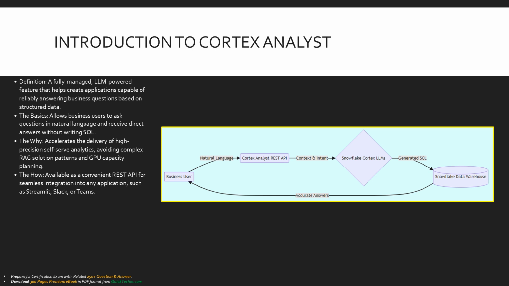Let us take a look at the high-level architecture in this flowchart. On the left, the business user submits a question in natural language. This request securely hits the Cortex Analyst REST API. The API passes the context and intent to the state-of-the-art LLMs hosted natively within Snowflake Cortex. The LLM then generates a precise SQL query, which is pushed down into your highly scalable Snowflake data warehouse for execution. Finally, the accurate, data-backed answers are returned to the user in seconds. The entire flow is secure and fully managed.